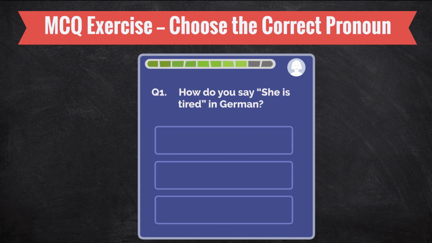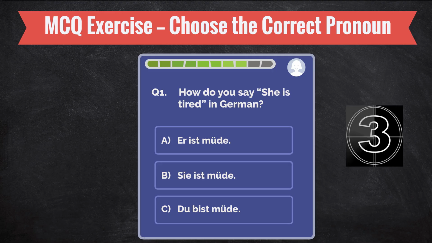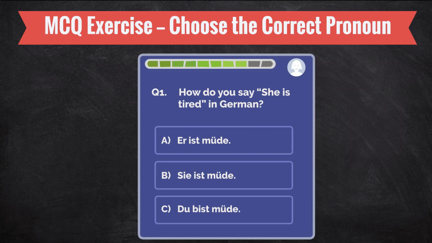Question 1. How do you say she is tired in German? Er ist müde. Sie ist müde. Du bist müde. Answer. Sie ist müde. Sie means she, so this sentence means she is tired.